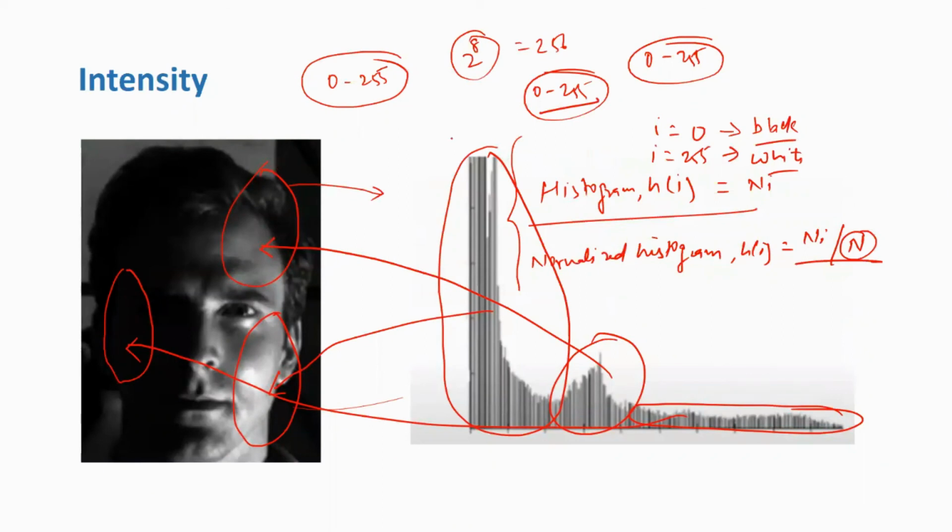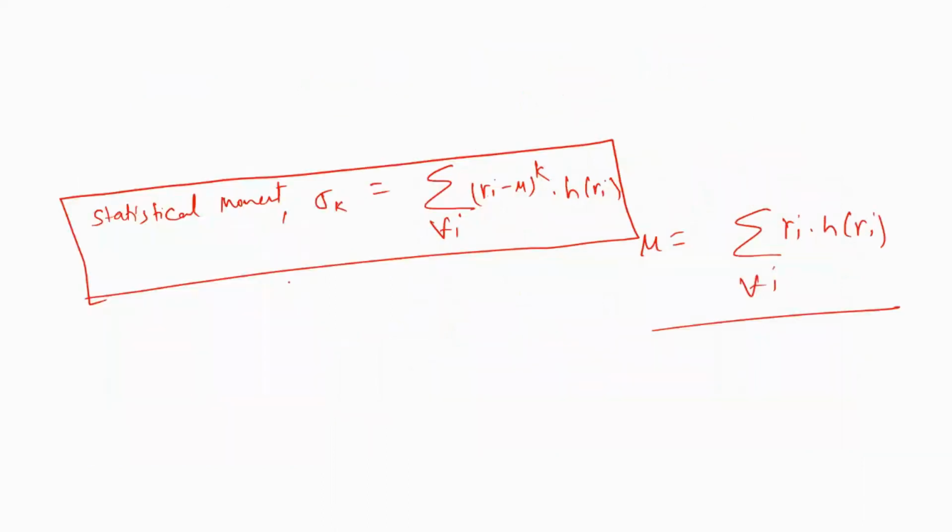Okay, and the intensity varies over the region, and this variation is given by some function called a statistical moment, which is given by the summation of (Ri minus mu) to the power k into H(Ri). And this mu is nothing but the mean, and this H is nothing but your histogram values.